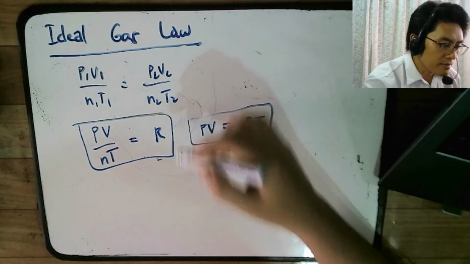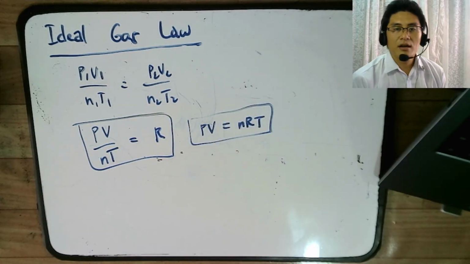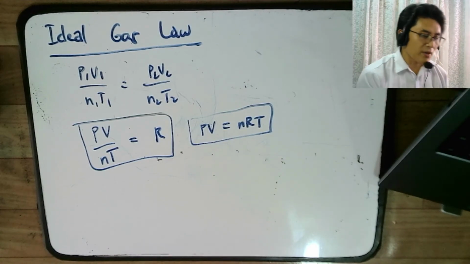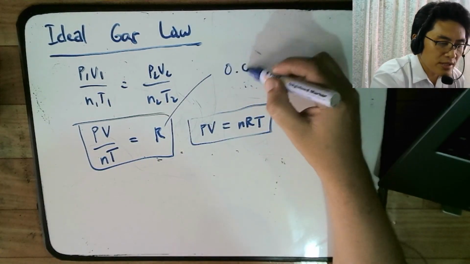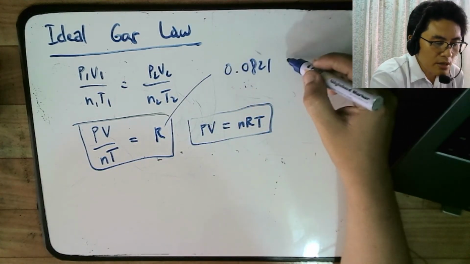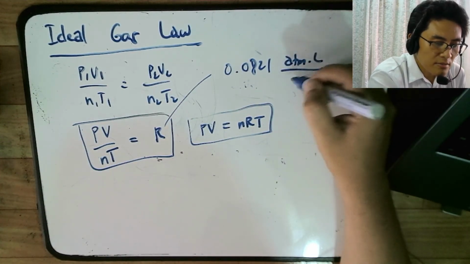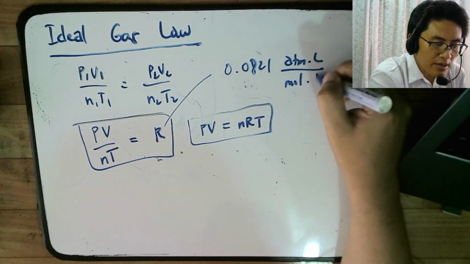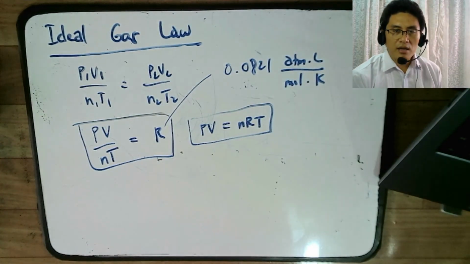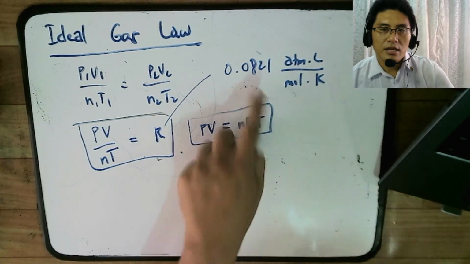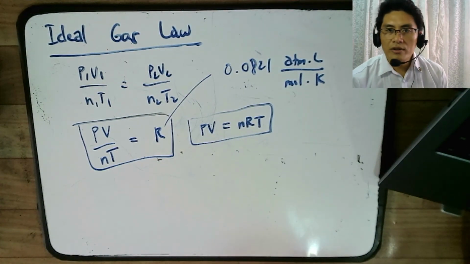And again, R here has a certain fixed value, and that fixed value is again 0.0821 if you're using atm, liter, and then mole and Kelvin units. Okay, so that is the idea for the ideal gas law.